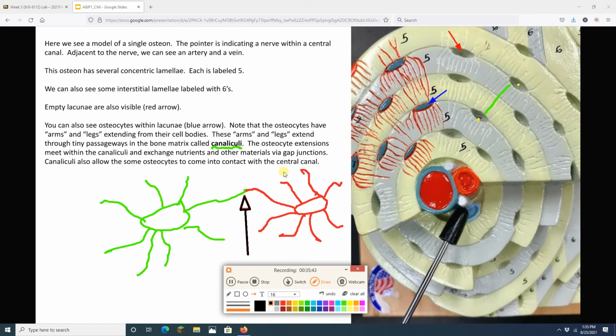So, even though the osteocytes are encased by bone, they have these little passageways that they use to send extensions of themselves through so they can talk to one another. It's really pretty cool.